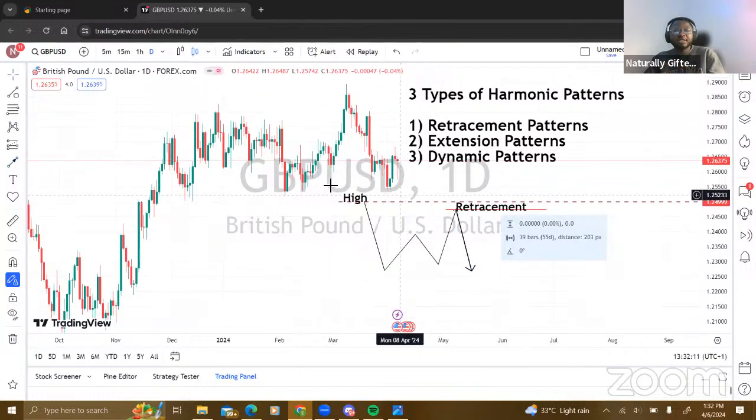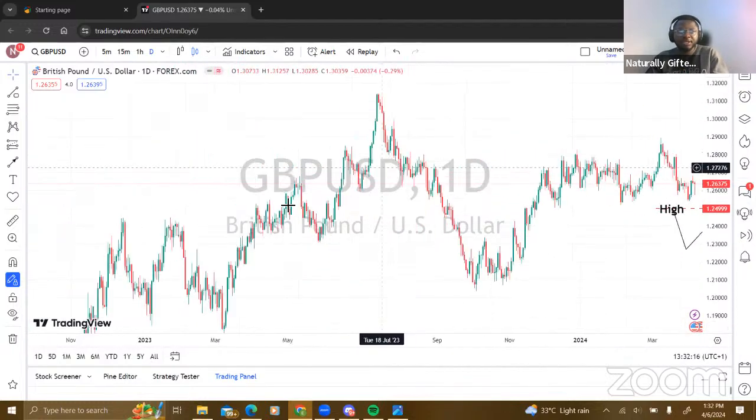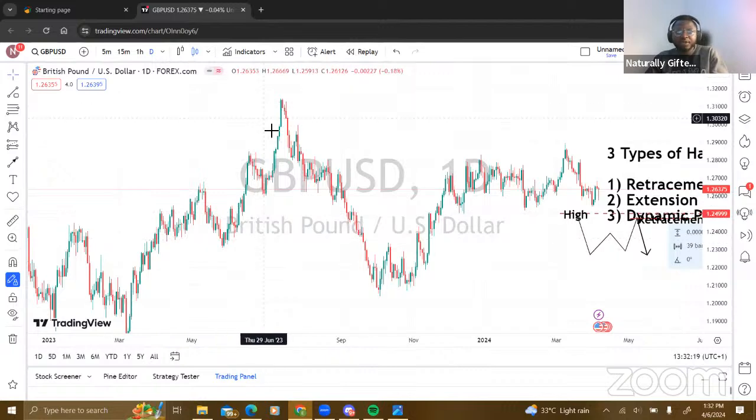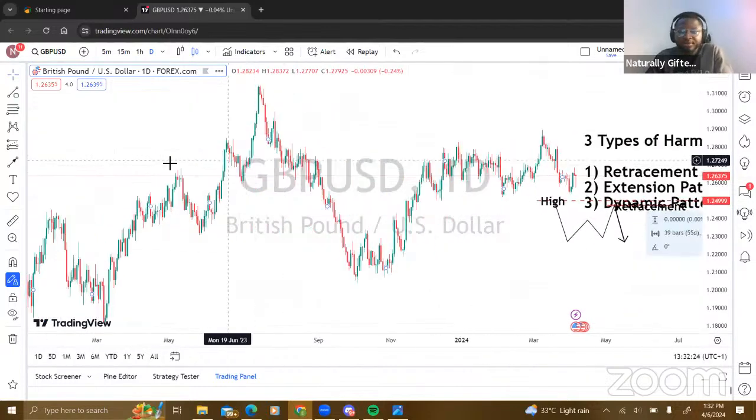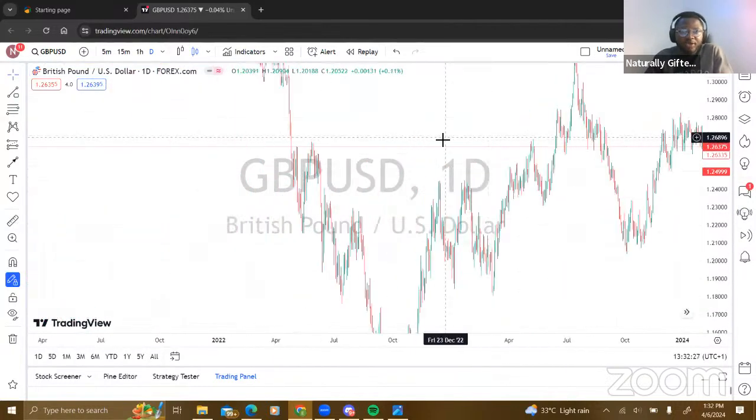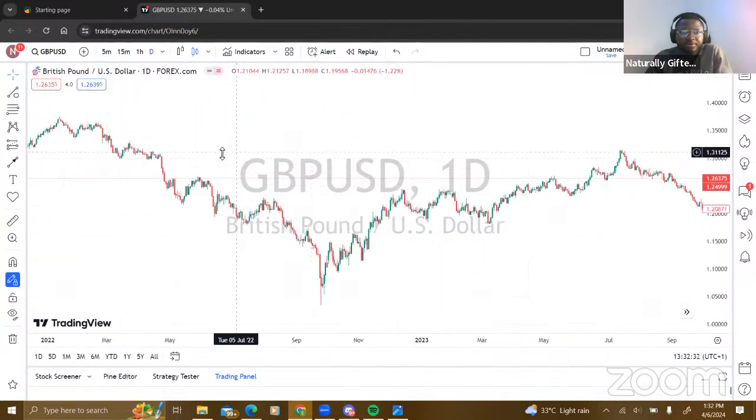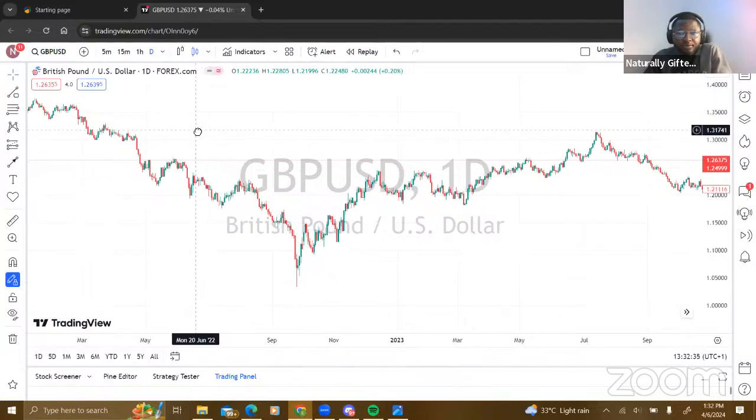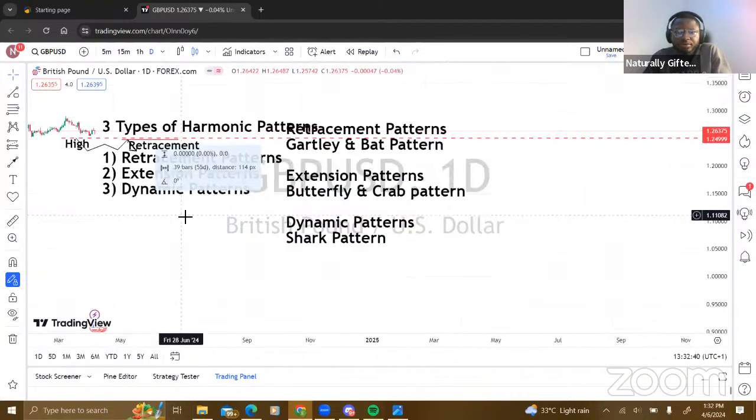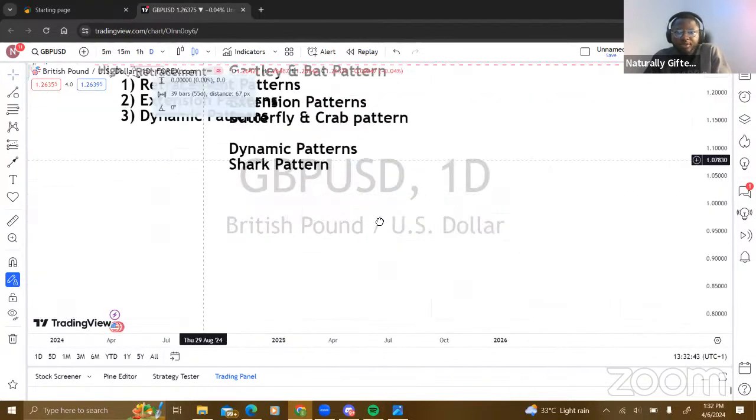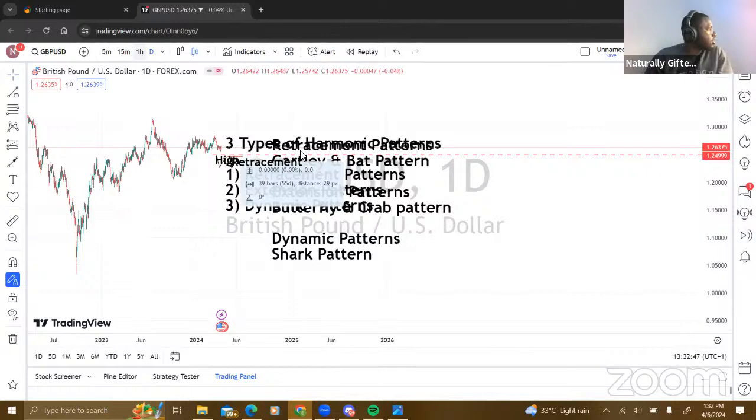Now let's pick an example. Let's look for a pattern here. Something that looks like this. So you have price going up, it establishes a high, and then you expect it to come down. This is the high. We should look for a particular high. Okay, I'm on the daily. This should be on the 1 hour.